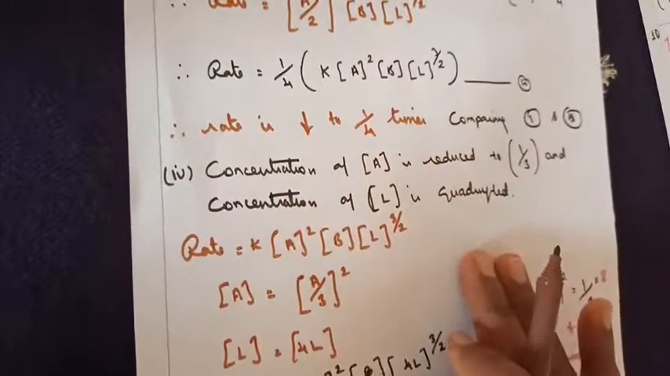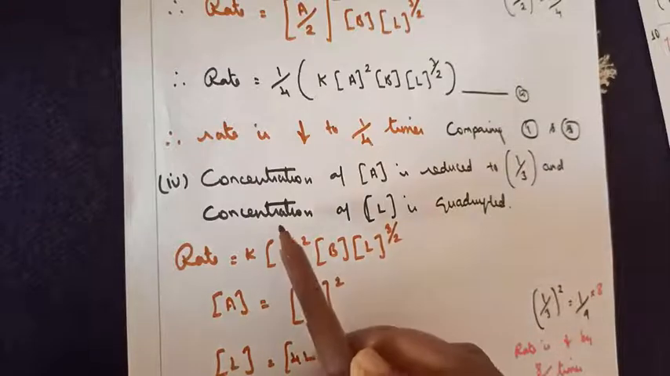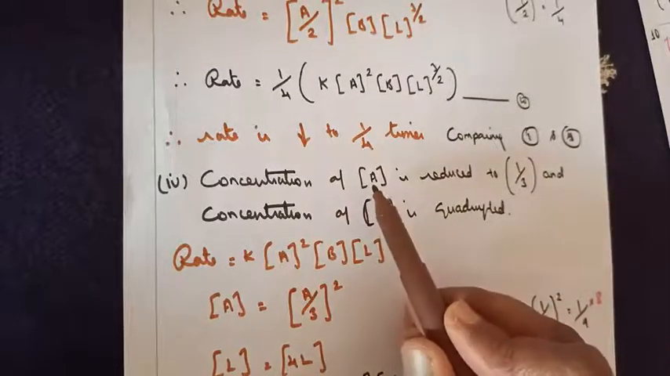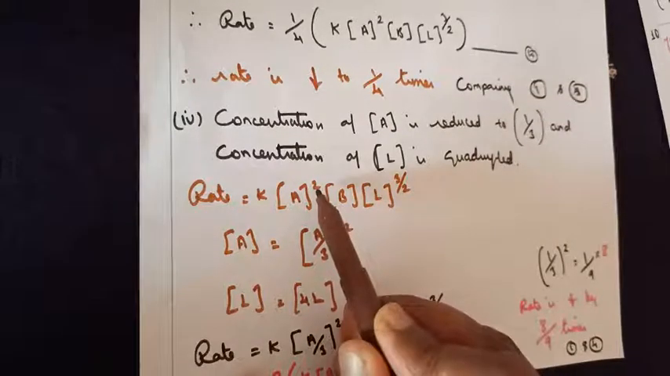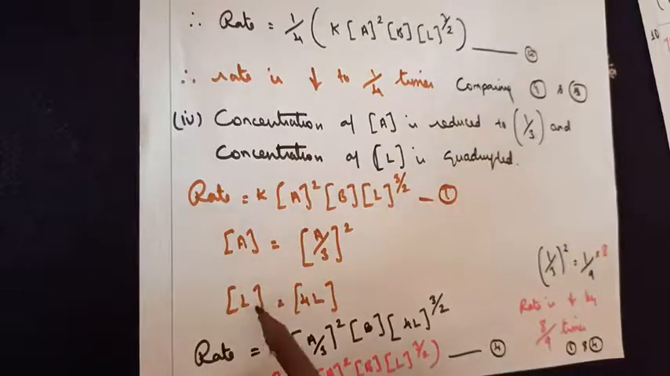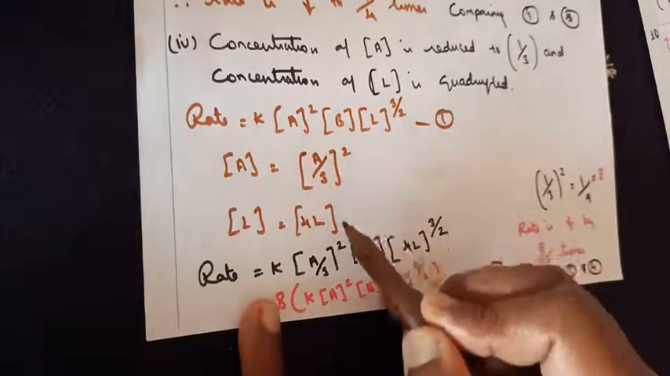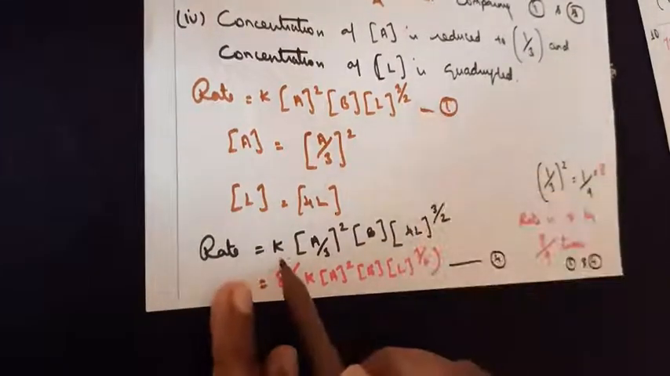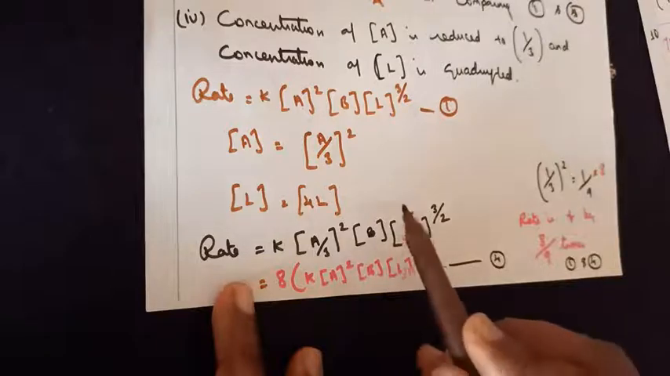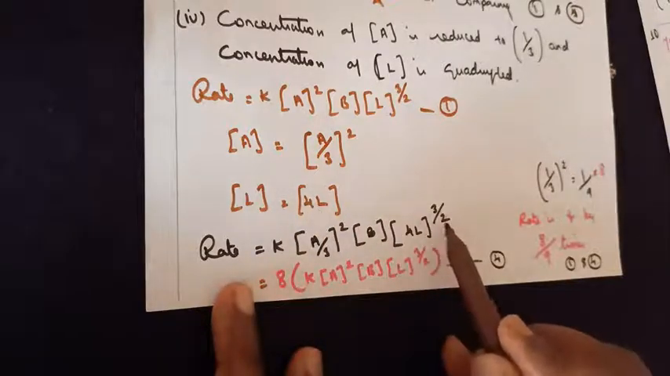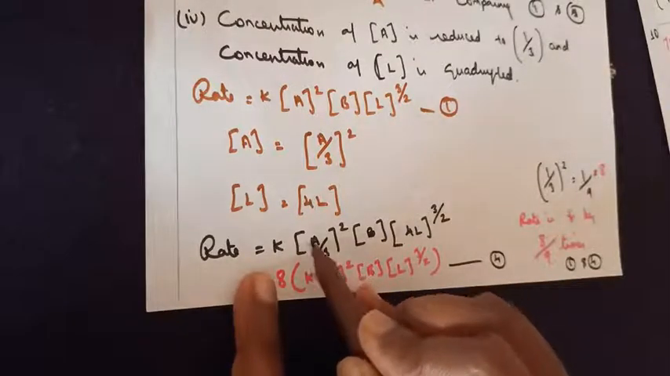The answer is over. The last condition: concentration of A is reduced to 1 by 3, and concentration of L is quadrupled. Now you know the meaning of reduced. When you write A is equal to A by 3 to the power 2, this 2 is whatever is there in the first equation. L is like the first condition, quadrupled, 4 times, it's increased here. So substitute these conditions in equation 1. So we get K into concentration of A by 3 to the power 2 into concentration of B into, instead of L we write it to be 4L to the power 3 by 2.